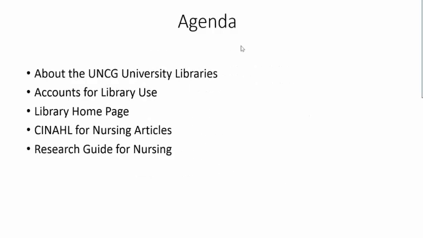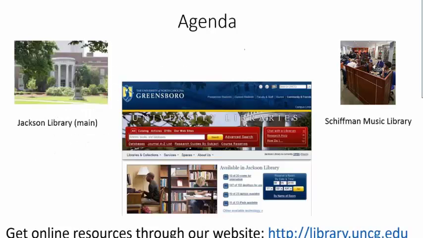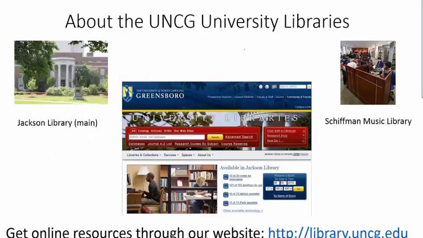These are a few of the things that I'd like to cover in the next few minutes. So the University Libraries has two physical branches, but you don't ever have to actually step inside the doors of Jackson Library or Schiffman Music Library to take advantage of the great articles, videos, dissertations, books, and other formats that we have. Just go online to our library website, library.uncg.edu. We have a fantastic array of resources available online for you.